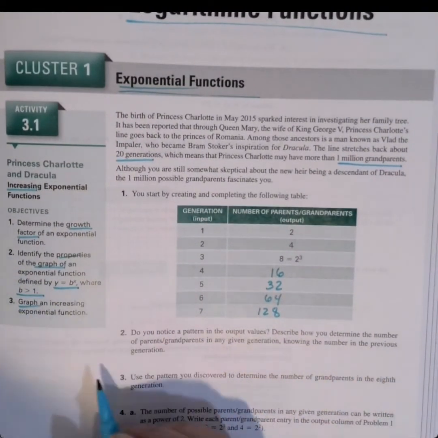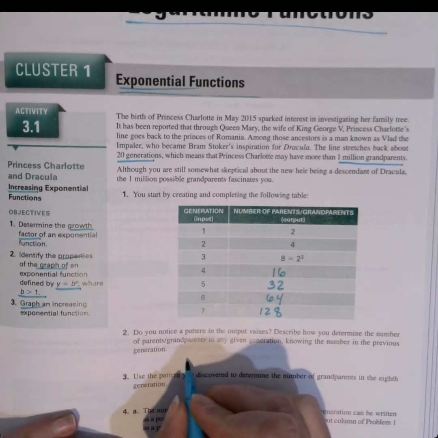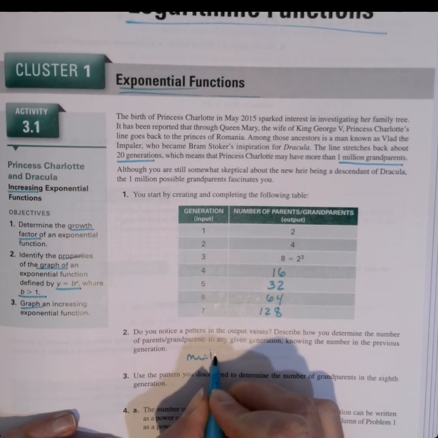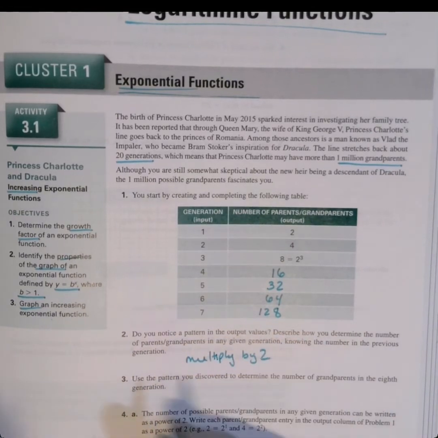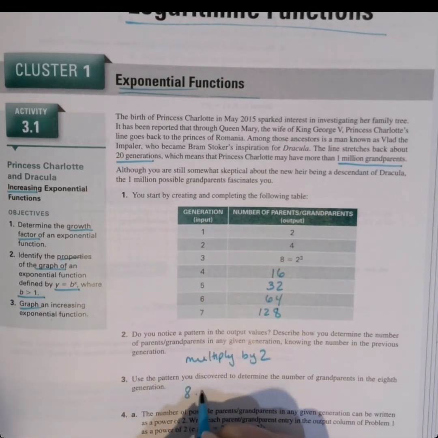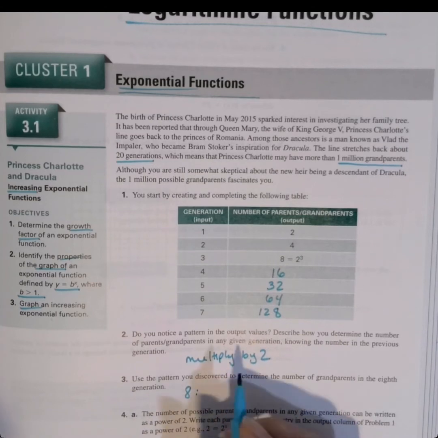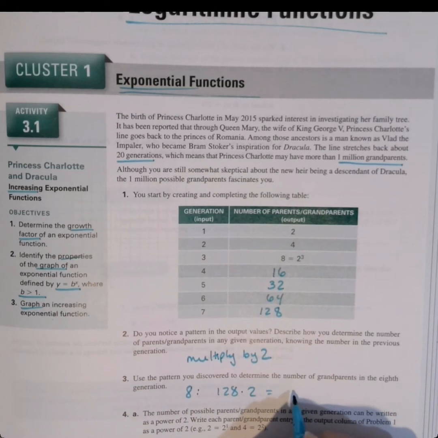So did we notice a pattern in the output values? Describe how we determine the number of grandparents in a given generation, knowing the previous: we can multiply it by 2. And then use the pattern we determined to determine the number of grandparents in the 8th generation. Okay, so in the 8th generation, we're going to take 128 times 2, and that'll get us 256 grandparents back in the 8th generation.